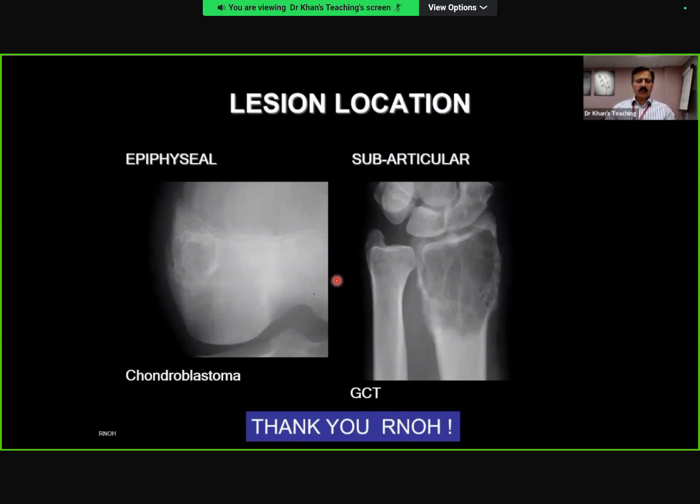Now, this is an example, and you can see that there is a lesion in the epiphysis. This is a young patient, and you can see marginal sclerosis. And because the epiphysis is not closed, it's a chondroblastoma. On the other hand, look at this lesion, it again goes to the epiphysis, and it is subarticular, and this one is a giant cell tumor.